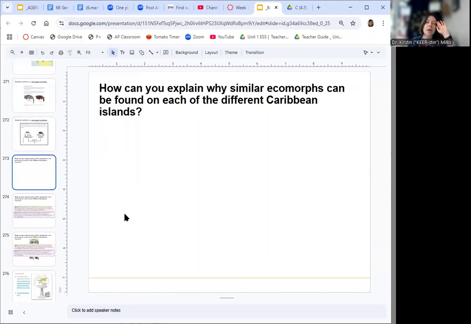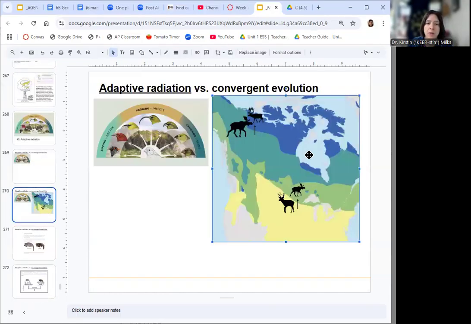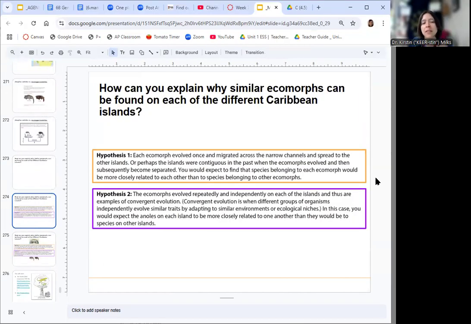Okay, cool. So today we're going to think about why similar ecomorphs can be found on each of the different Caribbean islands. And there are two examples, and I'm going to use this picture of migration instead. So one of the hypotheses is that each ecomorph evolved once and migrated across the narrow channels in between islands and spread to the other islands. Or maybe sea levels have changed and some of the islands were connected when they evolved, and then they became separated. If that's true, you would expect to find that species belonging to each ecomorph would be more closely related to each other than to species belonging to other ecomorphs, right?